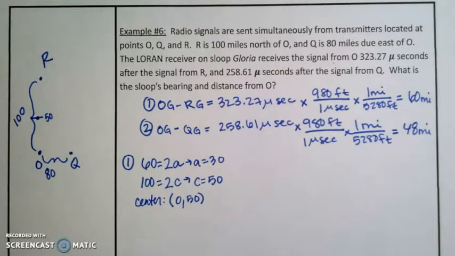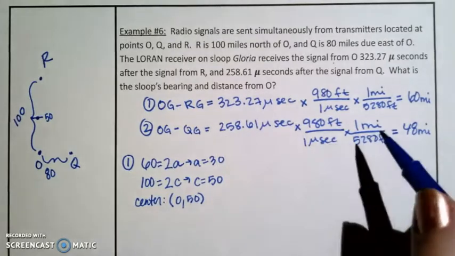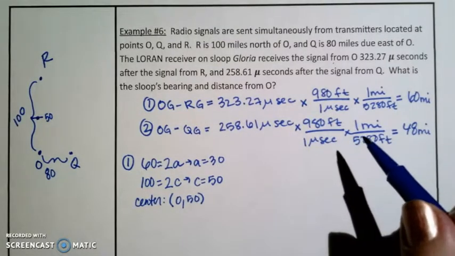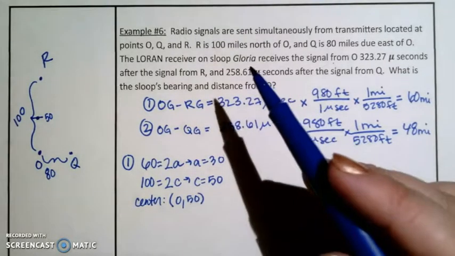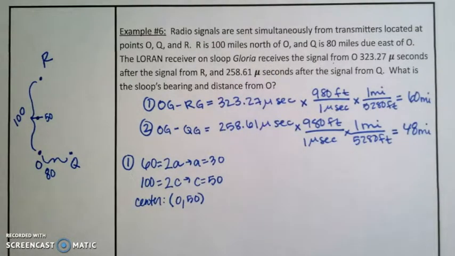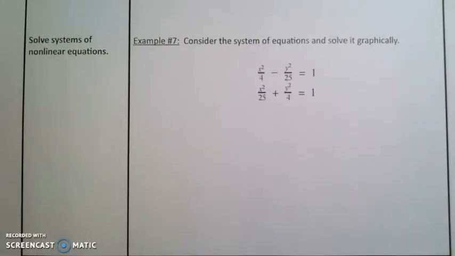All right, so from here you need to find the value for B and substitute it into the standard form of the equation, and then do the same thing for the second equation. And what you're looking for is where G is, so where those two hyperbolas cross must be the location of Gloria. When you finish example 6, we'll take a look at example 7.